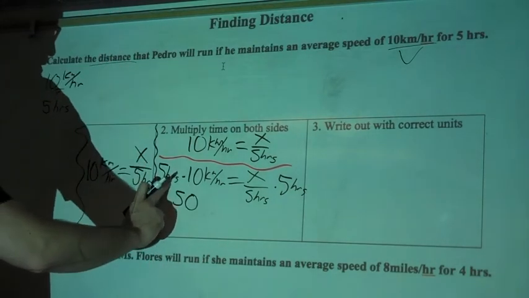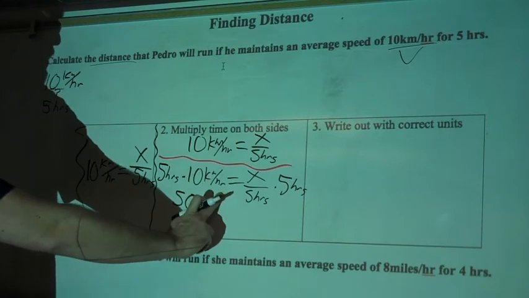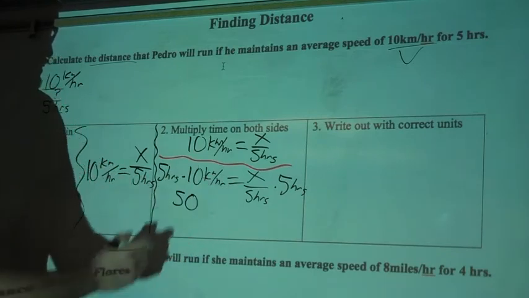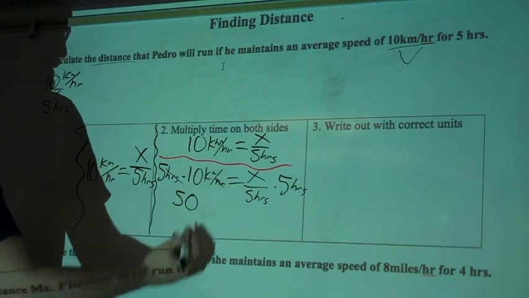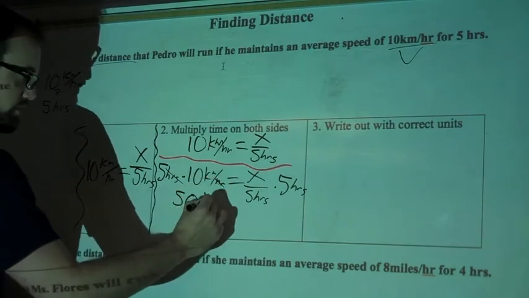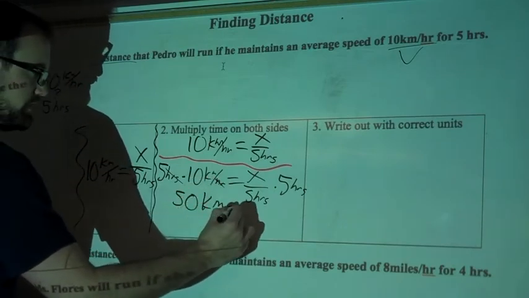And I've got hours on the top up here multiplying, and I'm dividing by hours here. So those two actually cancel out. So we can get rid of the hours. So the units I'm left with on this side are kilometers. So I'll write 50 kilometers equals.